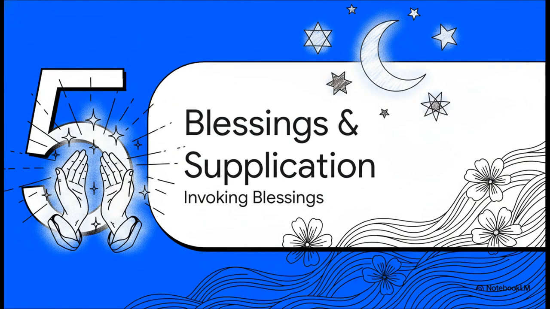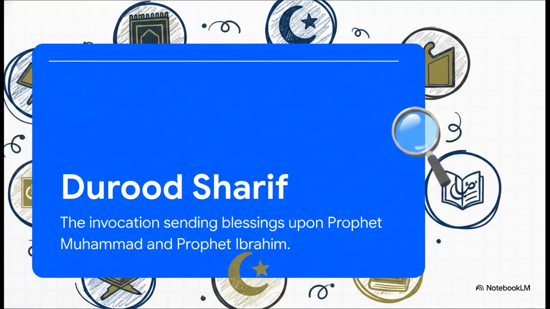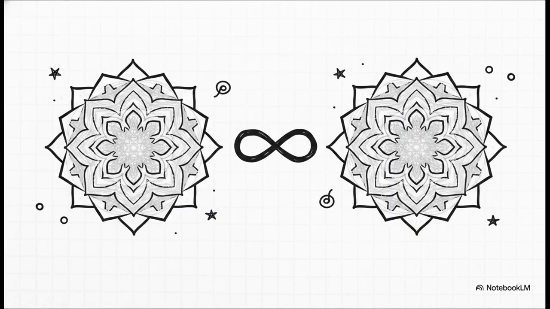Let's look at Section 5, Blessings and Supplications. Having affirmed their core faith, the worshipper's focus shifts outward to invoke blessings. This specific segment is known as the Durood Sharif. It's a slightly longer compound phrase where the worshipper sends peace and blessings upon the Prophet Muhammad and the Prophet Ibrahim, or Abraham. Because it's a longer piece of text, if we break it down, it reveals a really beautiful rhythm. You can easily see how the blessings structurally mirror each other.